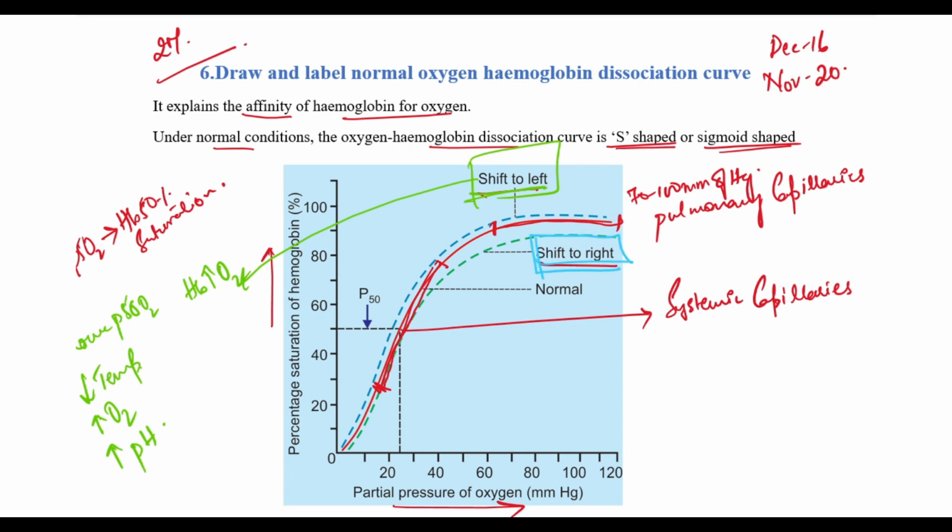The shift to the right is seen when there is decreased affinity of oxygen to hemoglobin. This occurs when the pH is low, the temperature is high, and there is increased concentration of carbon dioxide.